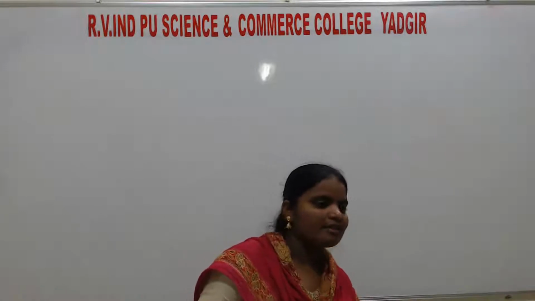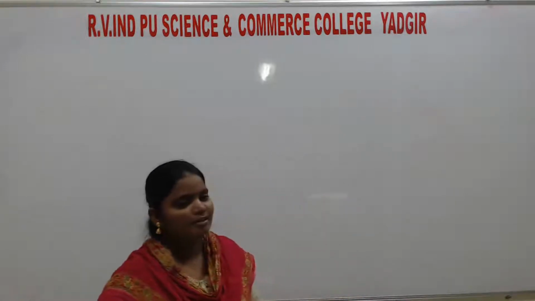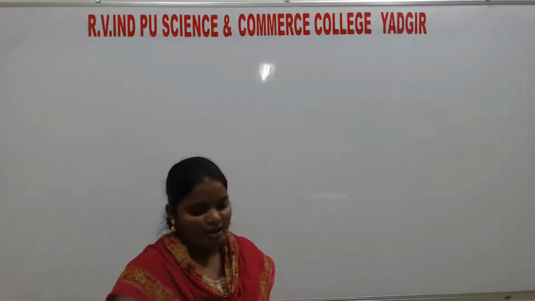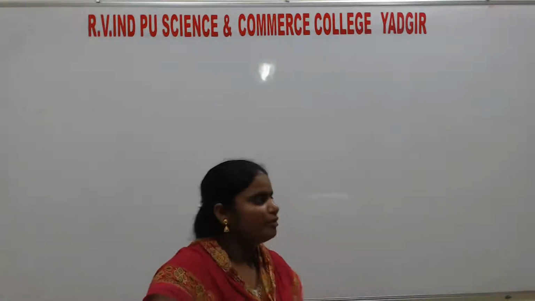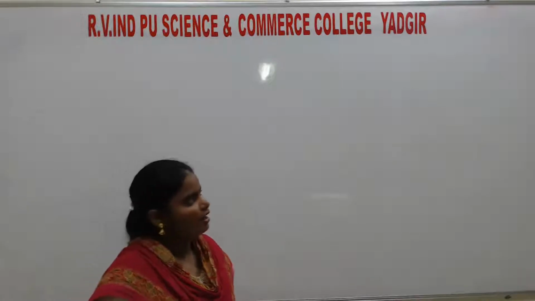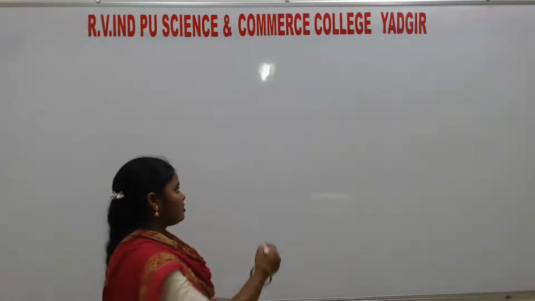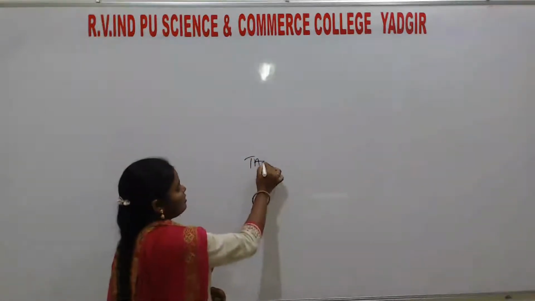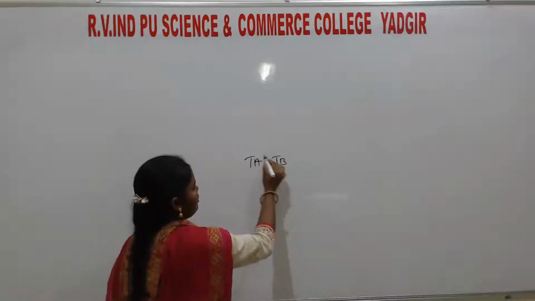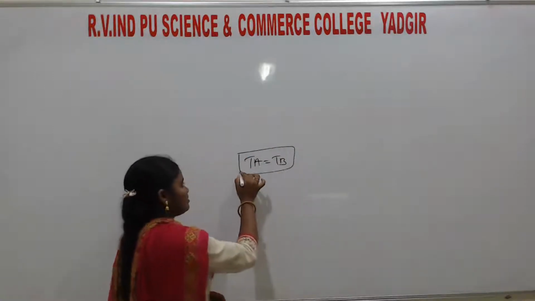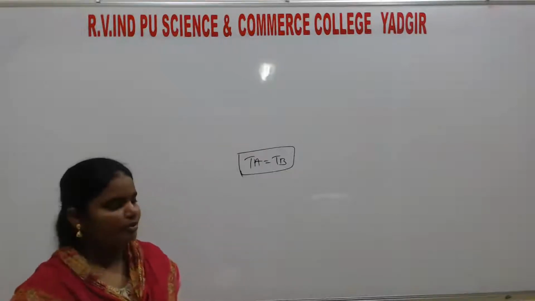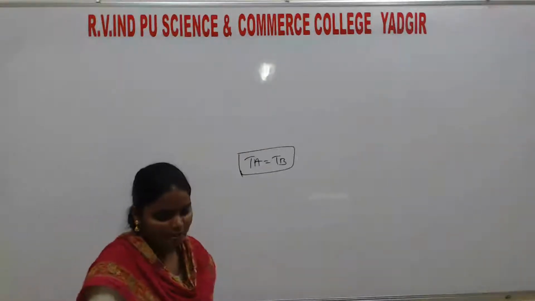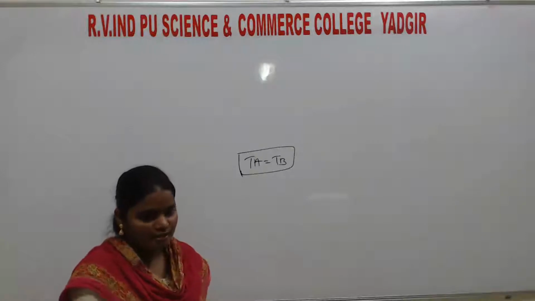In yesterday's class, I discussed the criteria for phase equilibrium. The first one is thermal equilibrium. In thermal equilibrium, all the phases have the same temperature, or heat flows from one phase to another. The final equation is TA equals TB. Yesterday I discussed thermal equilibrium. In today's class, I am going to discuss the second one, mechanical equilibrium.